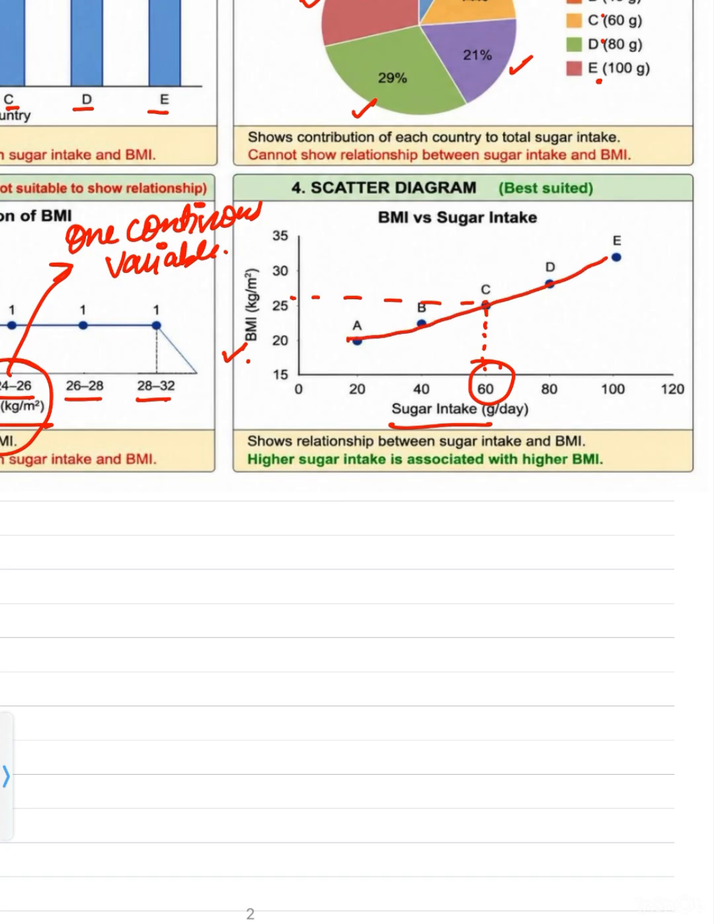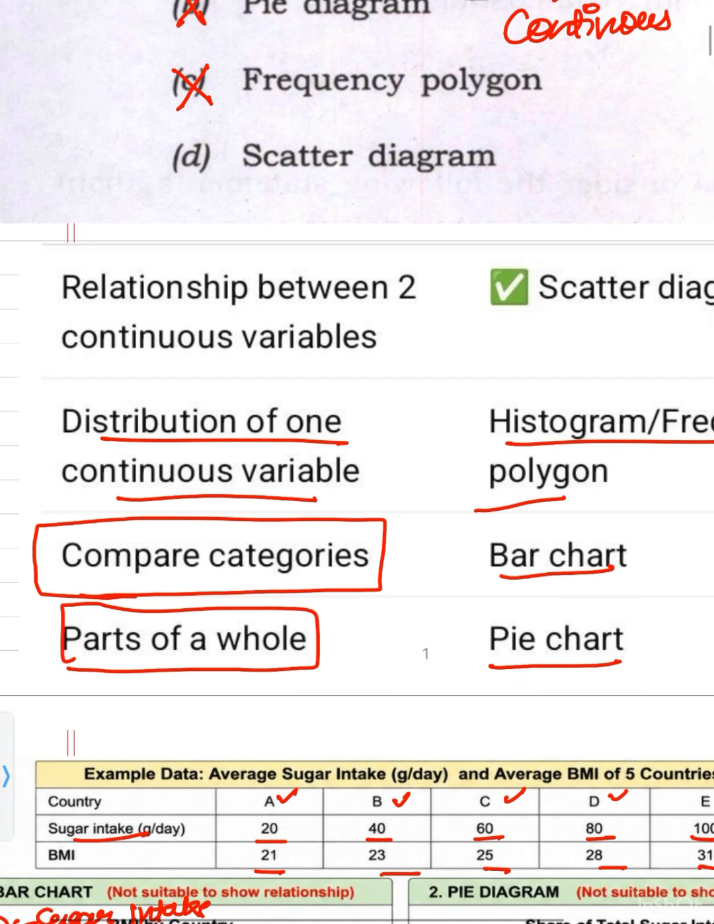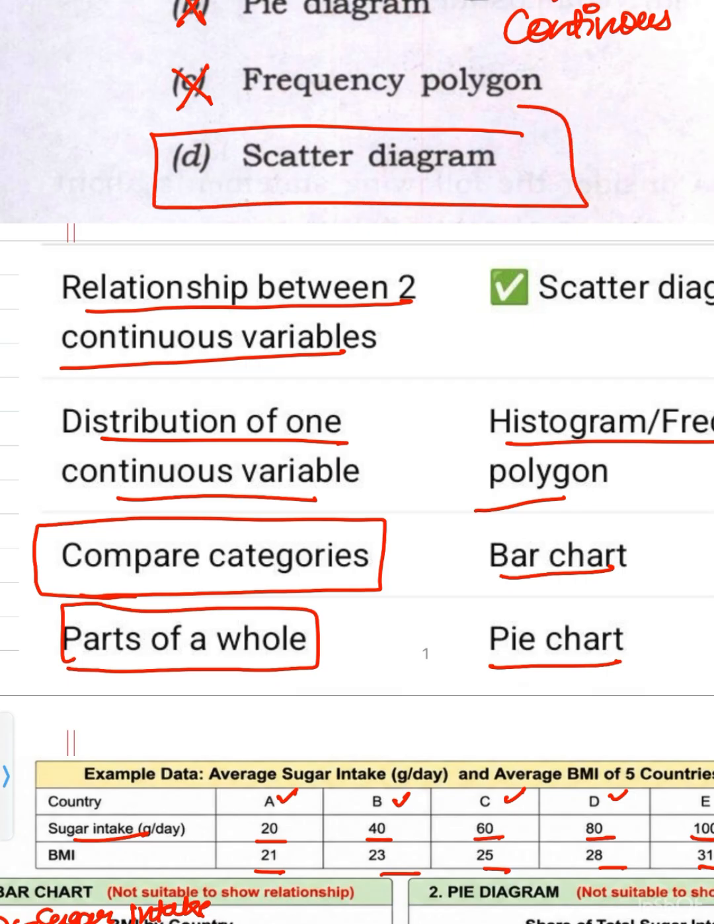Then I can also see the relationship between the BMI and the sugar intake. As you can see, it is a positive relationship: the country which has the higher sugar intake also has the higher BMI. So this we can draw. The concept is that a scatter diagram can be drawn whenever we have to plot the relationship between two continuous variables. So the scatter diagram will be the correct answer.